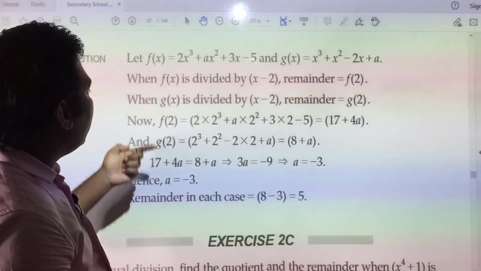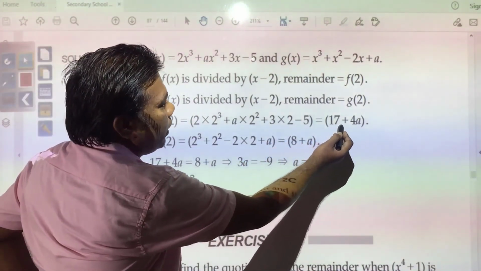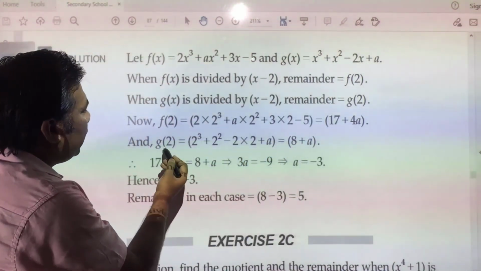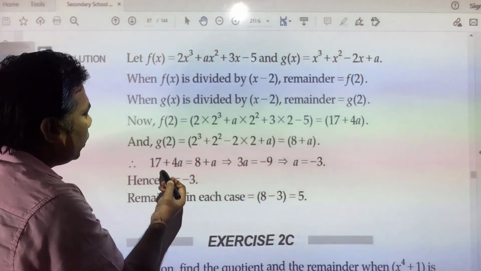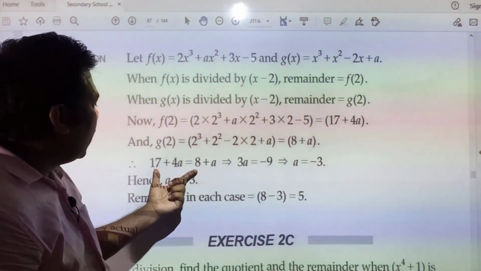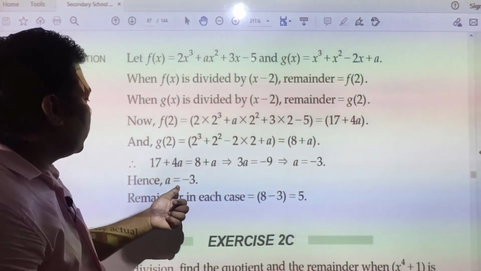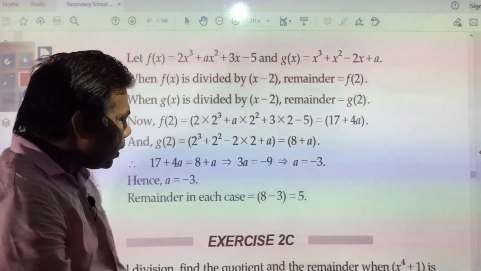If you are putting 2 in the given equation for f, you are getting 17 plus 4a, and in g(2) if you are putting, you are getting 8 plus a. So, 17 plus 4a should be equal to 8 plus a, and if you simplify, you will get a is equal to minus 3. So, in this way this is required to be solved.